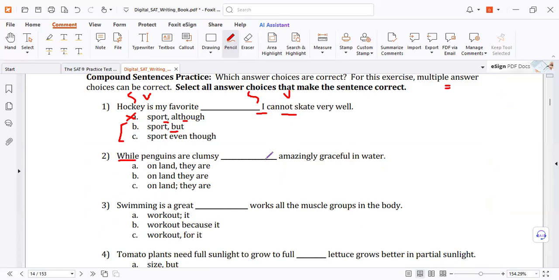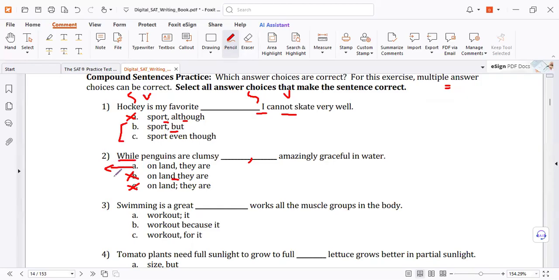Subordinating conjunction, you need a comma. Here there is no comma, so wrong. Here we have a comma. Here you have a semicolon. I told you, only a comma is wrong. Semicolon if we don't have a subordinating conjunction. So it's letter A, all.